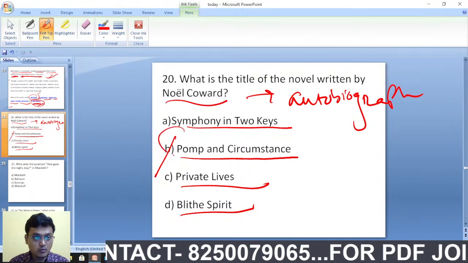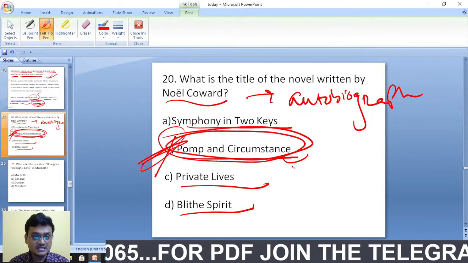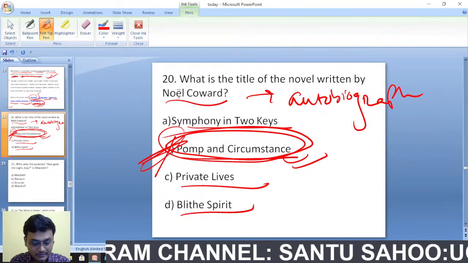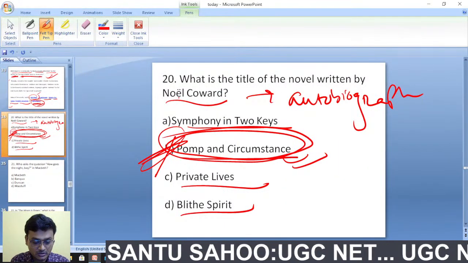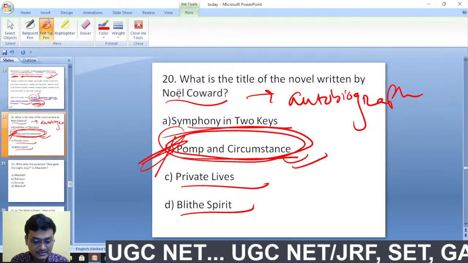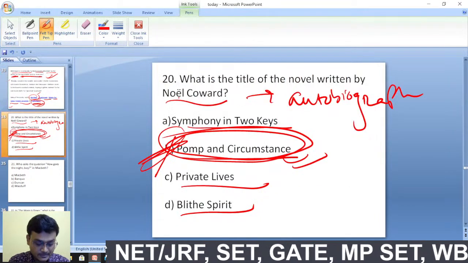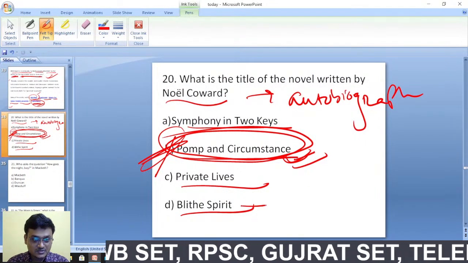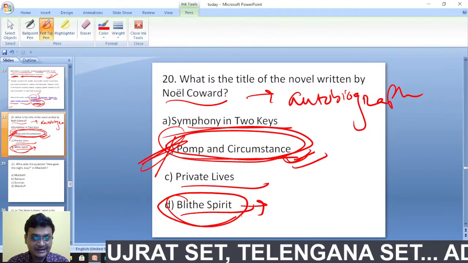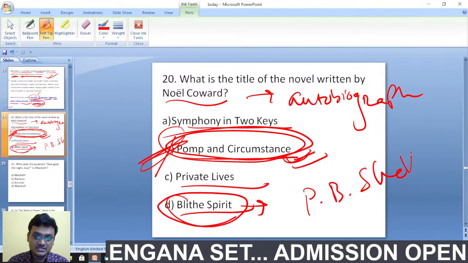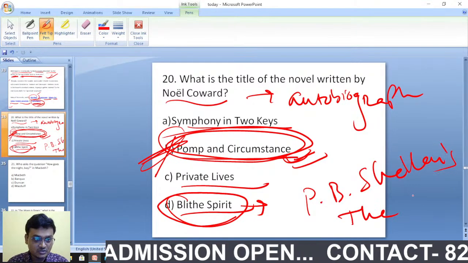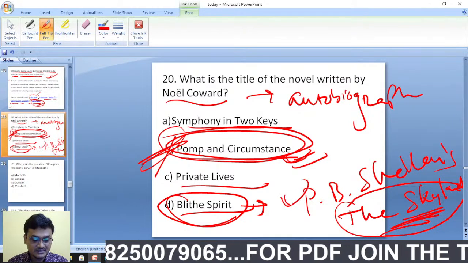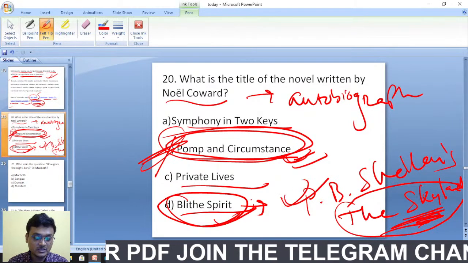It is B, Pomp and Circumstances. Remember that blithe spirit is not Wordsworth actually. It is P.B. Shelley in Skylark. The phrase "blithe spirit" is in a work by Noel Coward, where the title has been taken from P.B. Shelley's work, The Skylark. Wordsworth has not used blithe spirit. It is P.B. Shelley. What did he call the Skylark? He called it a blithe spirit, okay?